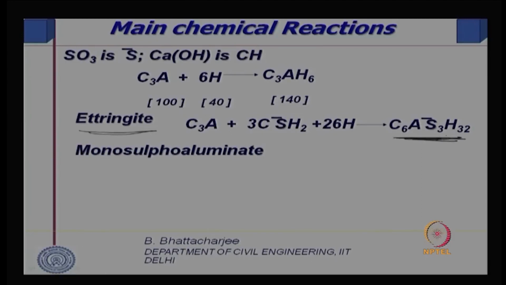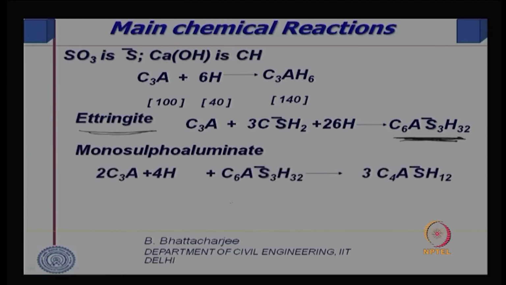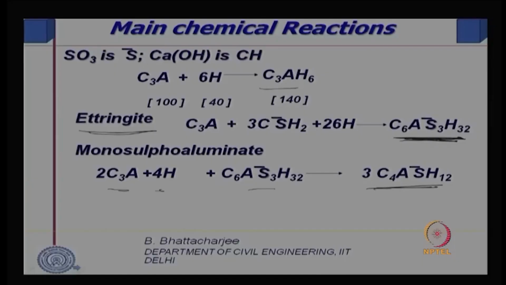This reaction forms ettringite, but it is not a very stable compound, and later on, in the presence of C3A and water, it changes to what is called monosulfate, S bar only, not S3. So, these two reactions are also important in the hydration of cement, along with the earlier reactions and the alumina reactions we have seen here. These are the main chemical reactions for cement with water.